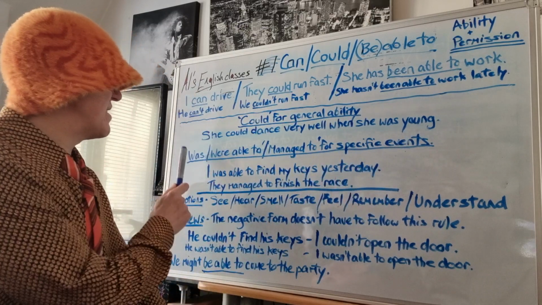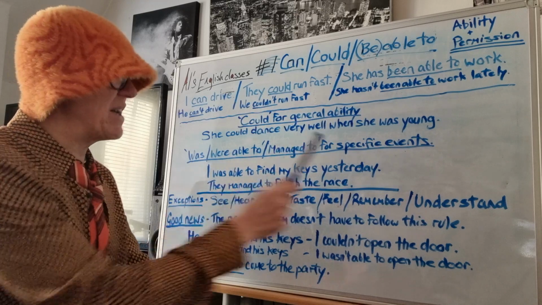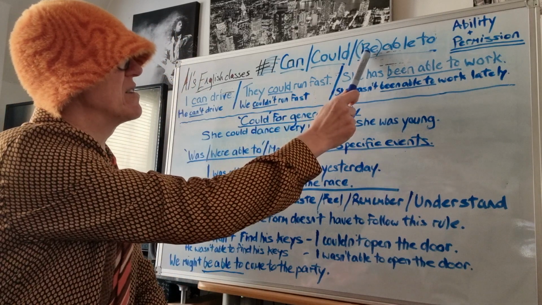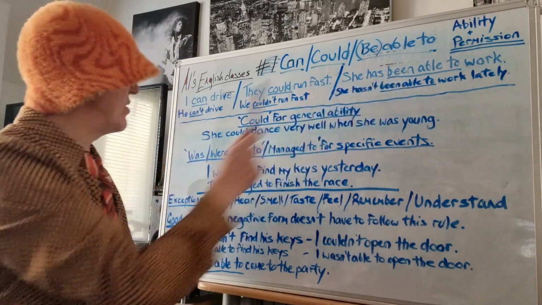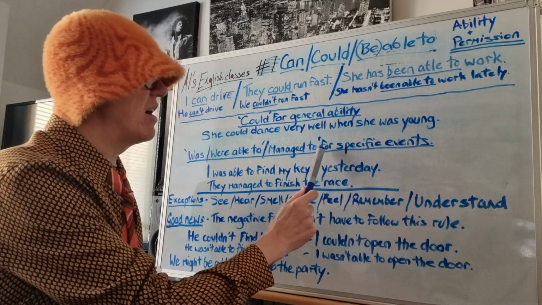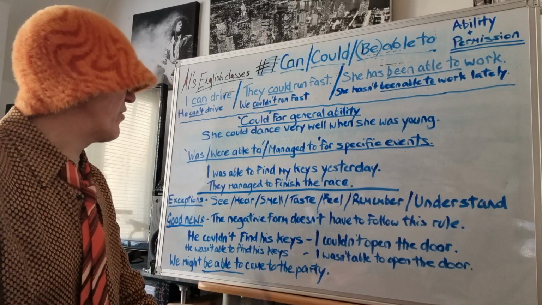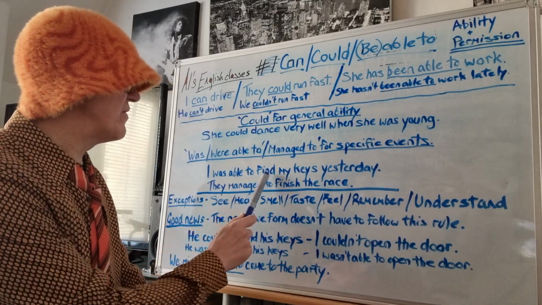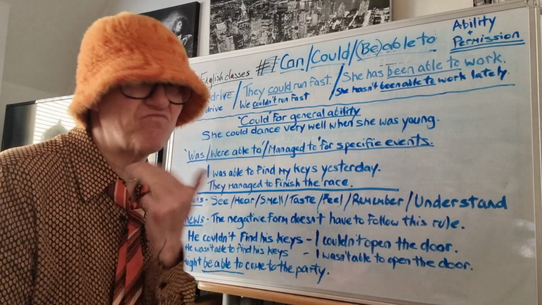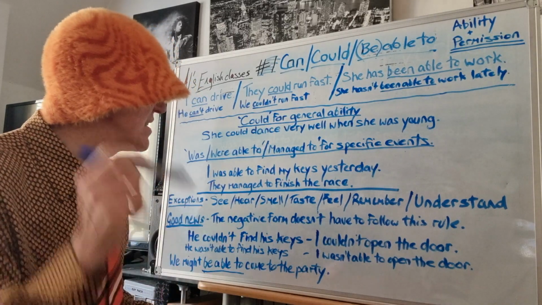But if it's specific, we use was, were, able to. When I say specific, I mean a specific event. We use was, were able to, or managed to for specific, isolated events. For example, I was able to find my keys yesterday. I could find my keys yesterday. No good. People would understand, obviously, but it's grammatically wrong.